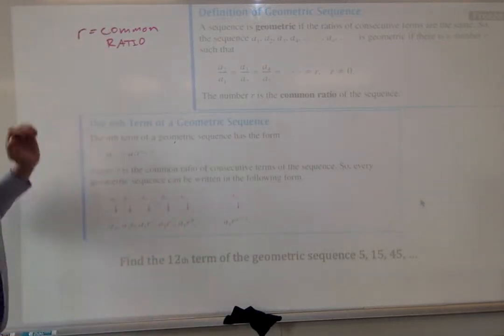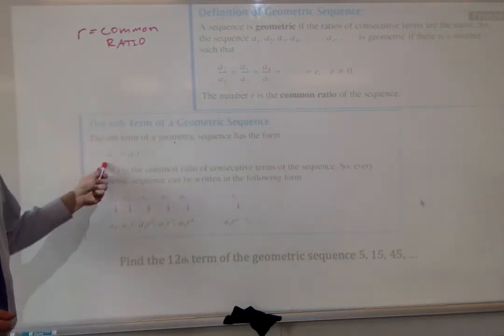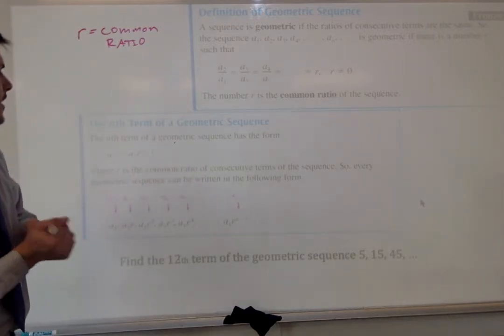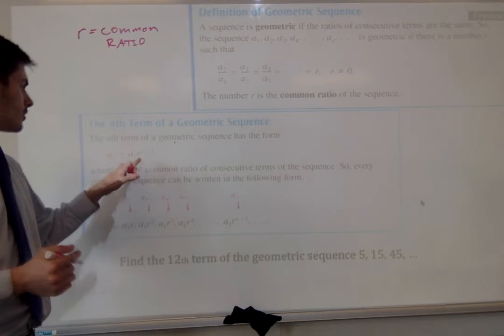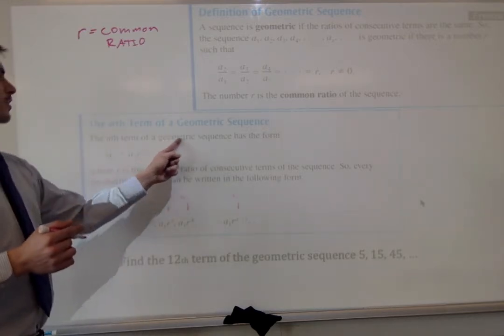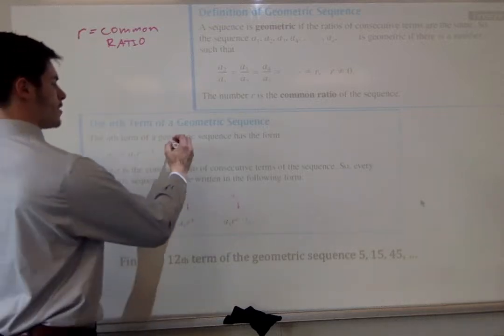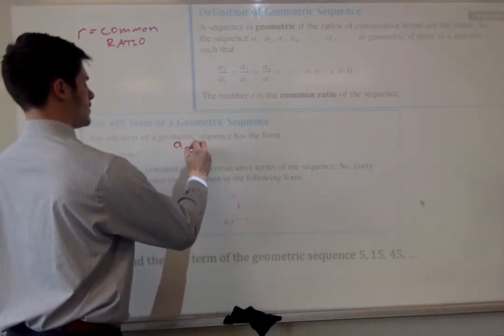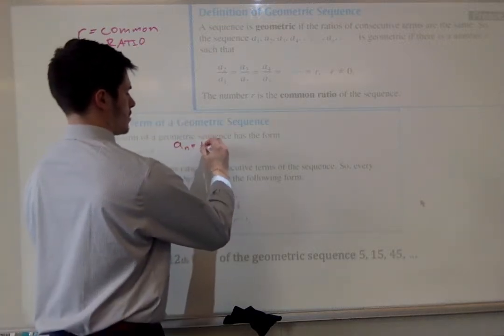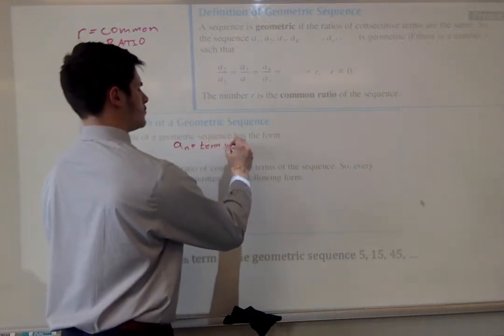And so the nth term of a geometric sequence has the form a sub n equals a sub 1, so the initial term, times r to the n minus 1. So let's pick this apart like we did with the arithmetic sequence. So a sub n is the nth term, the term we're trying to find.